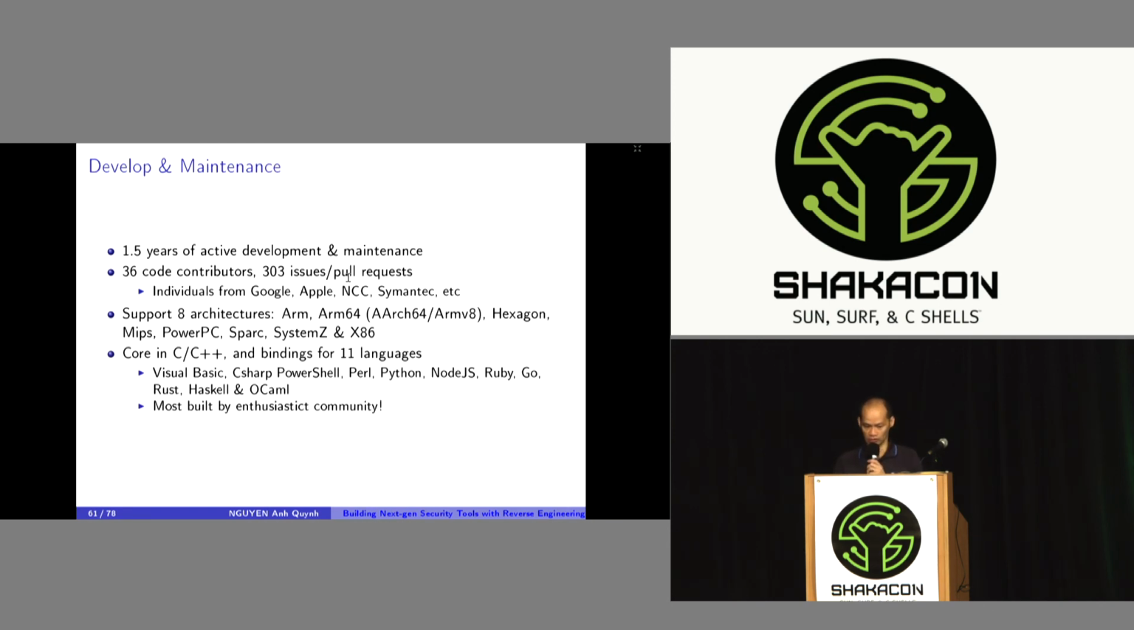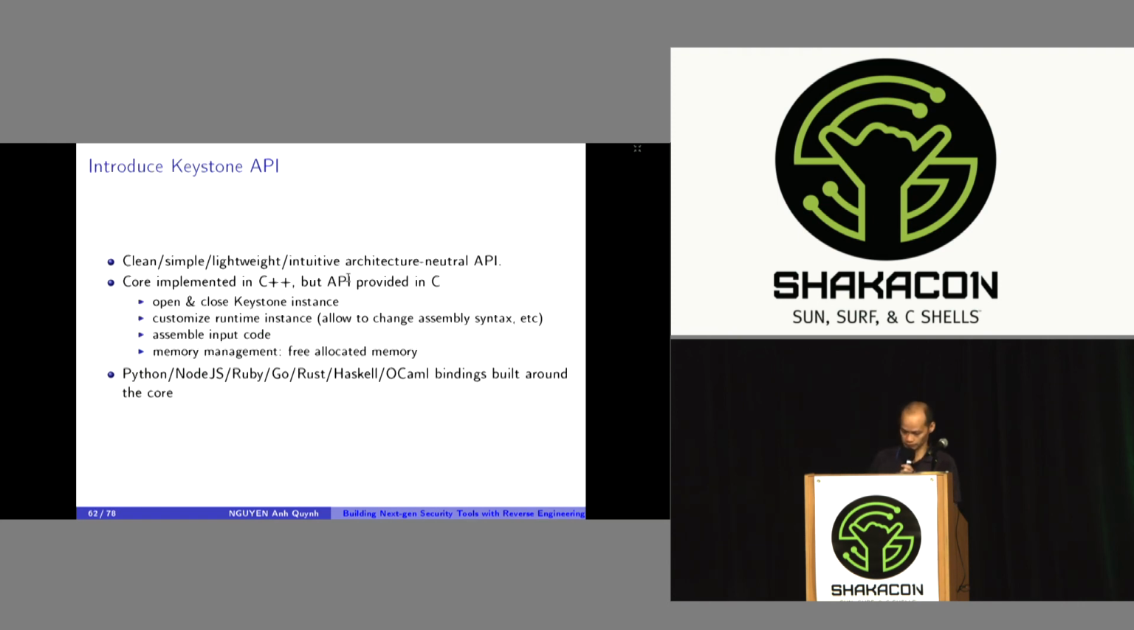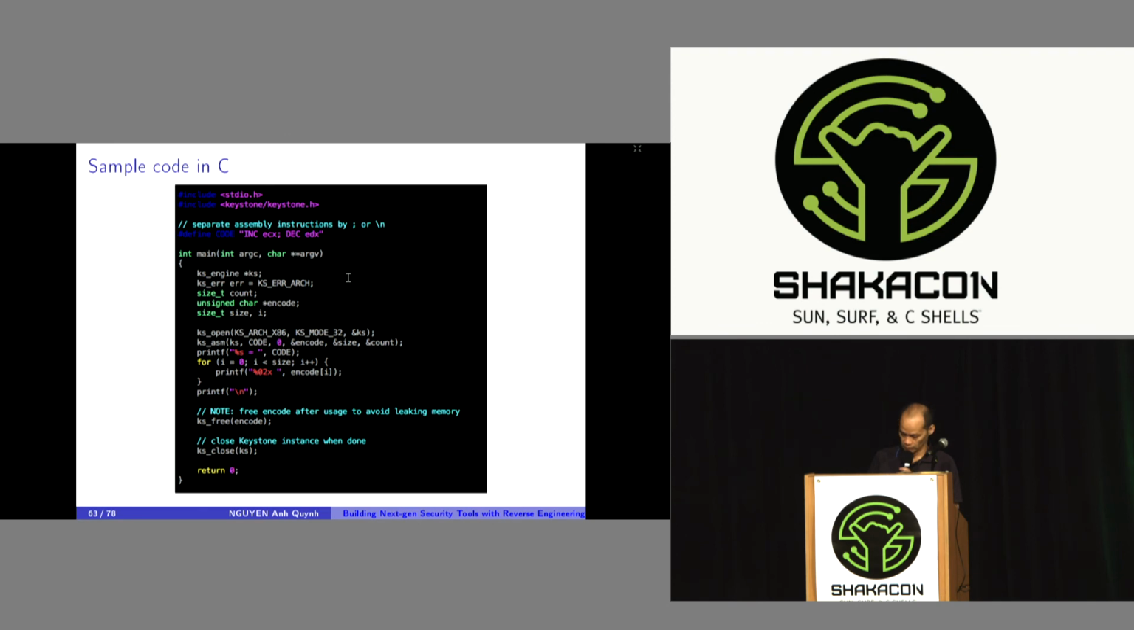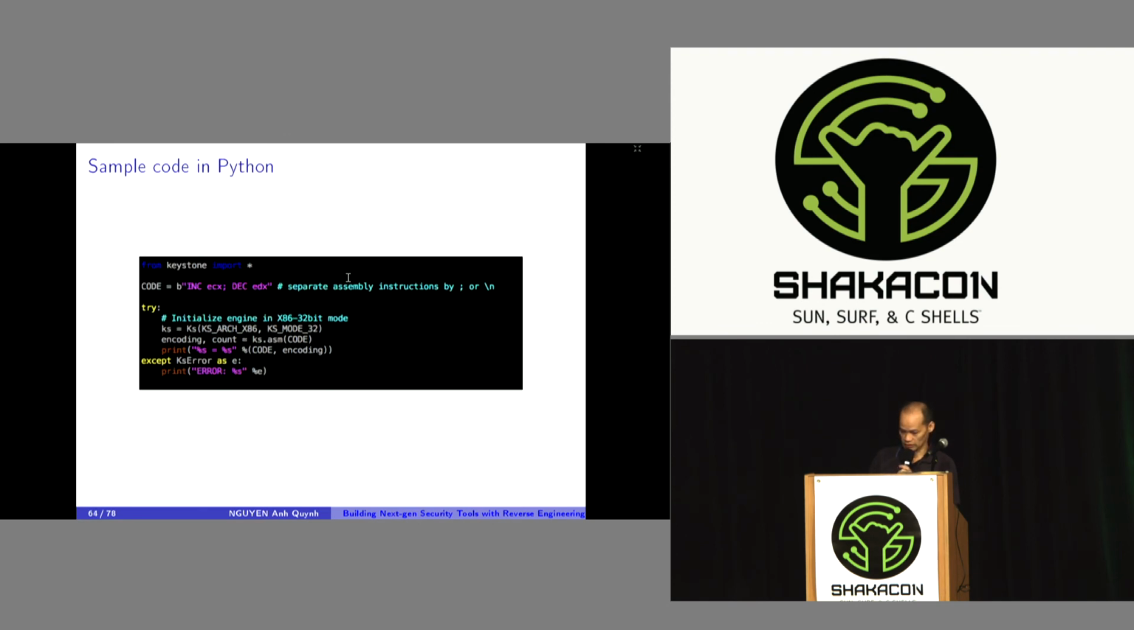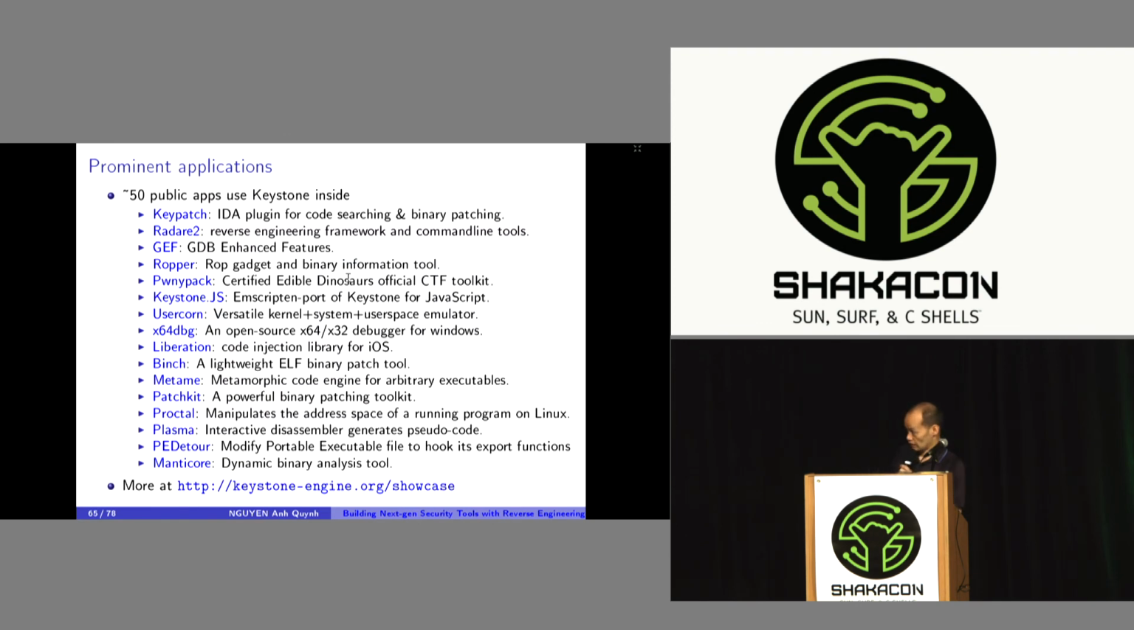So Keystone supports 8 architectures now, and we have 11 binding languages. So we can use any language here to build your tools on top of Keystone. No more time, I skip some more slides. And there are many innovative tools built on top of Keystone. You can find that from the homepage of Keystone.